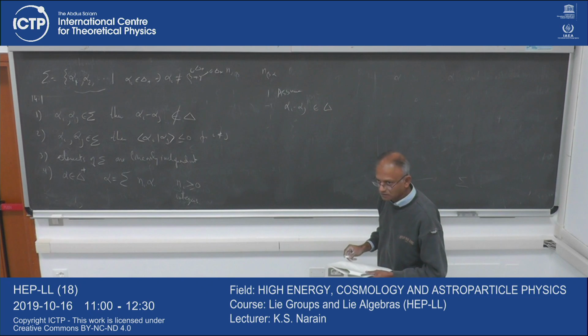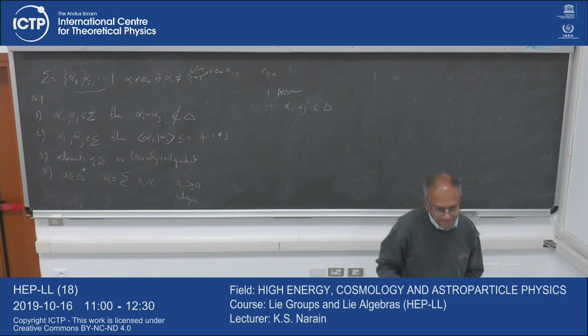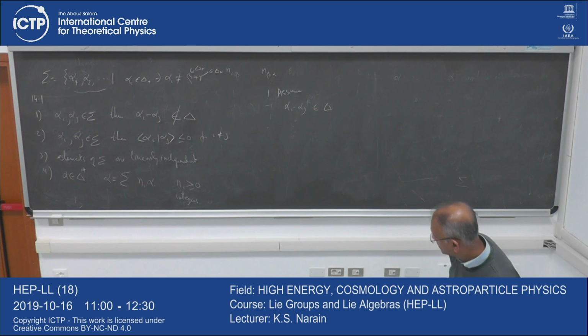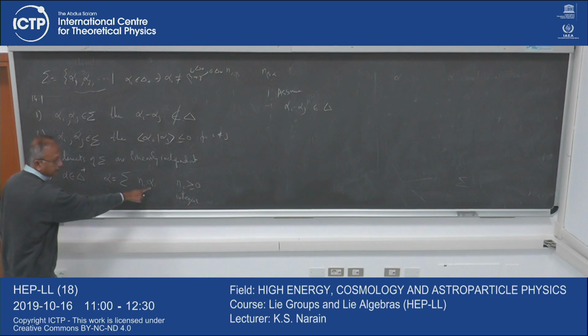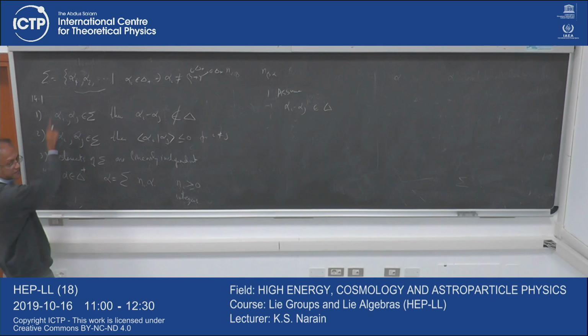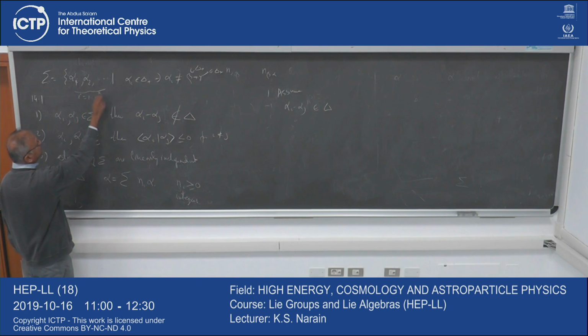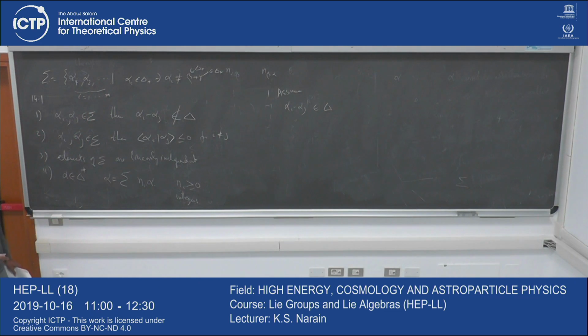What are the alpha i's in the fourth point? They are simple roots, where I goes from 1 to some number, let's say m. But the other alpha is not a simple root. The other alpha is any element of delta plus.